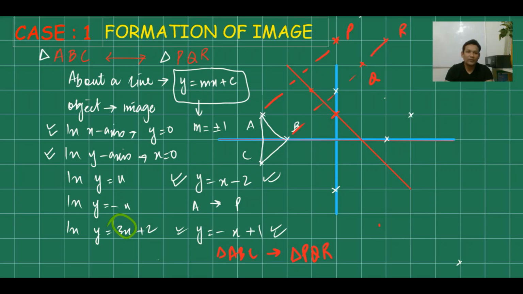So when I join this, this will be your image in reflection in y equals minus x plus 1. This was the simple explanation of how we can get the image from the given line of reflection. We also call it the mirror line, and sometimes we write it as M. So that's the first thing, the formation of the image.